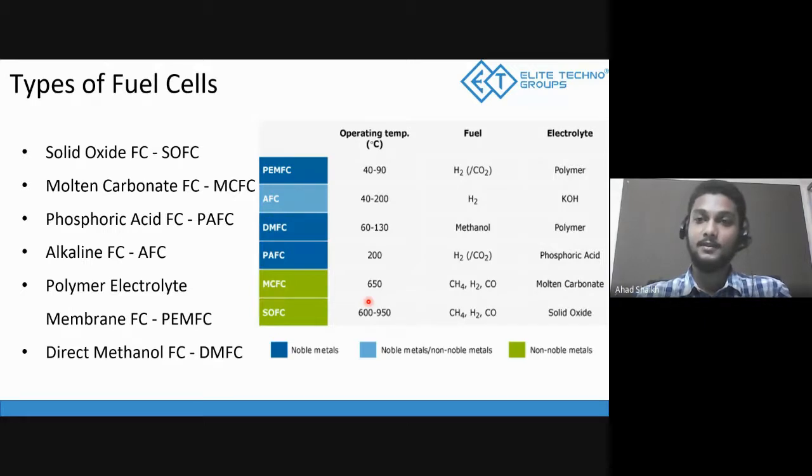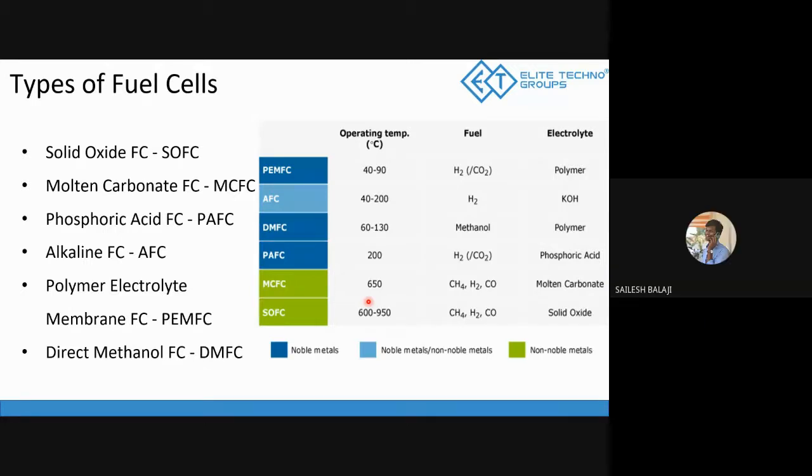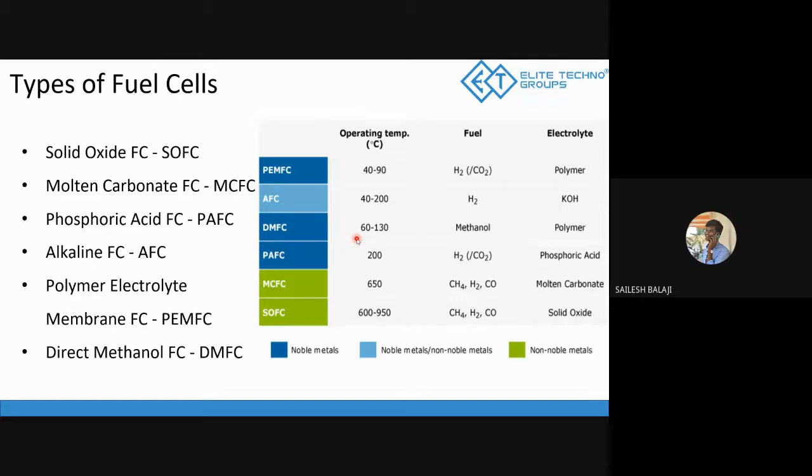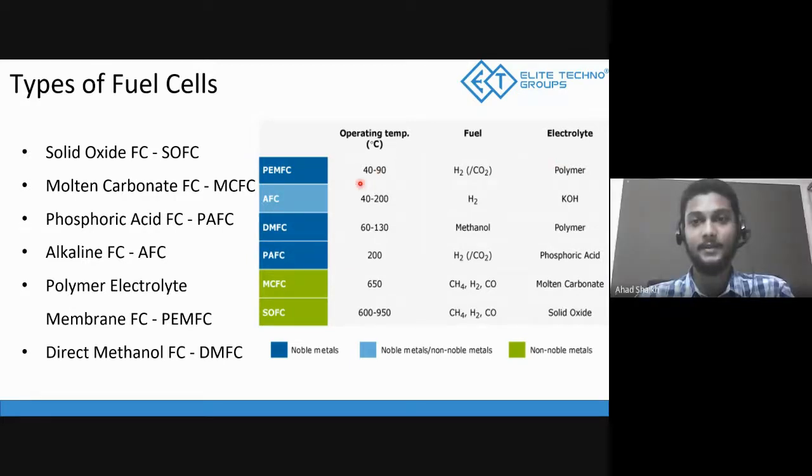I think it would be solid oxide, because the temperature is very low, 40 degrees Celsius to 90, right? Don't see this text, just see this image which is here. So what you are talking about is this polymer electrolyte membrane fuel cell. Okay, then it would be PEMFC. Which one are you talking about? The first one, PEMFC. Yeah, exactly. Okay, anyone else would like to follow Shailesh?